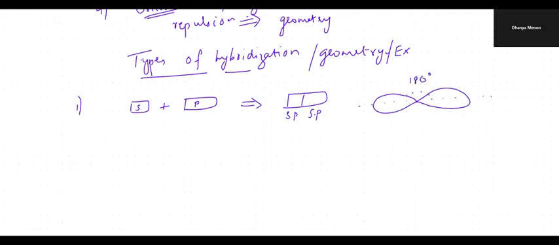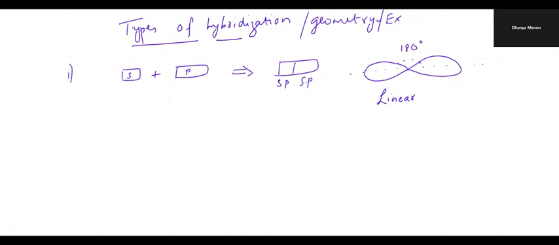For sp hybridization, what is the orientation? It is linear. Okay, I hope it is clear. So whenever you come across sp hybridization, what should come in your mind? Linear. And what is the bond angle? 180 degree. For example, BeF2.